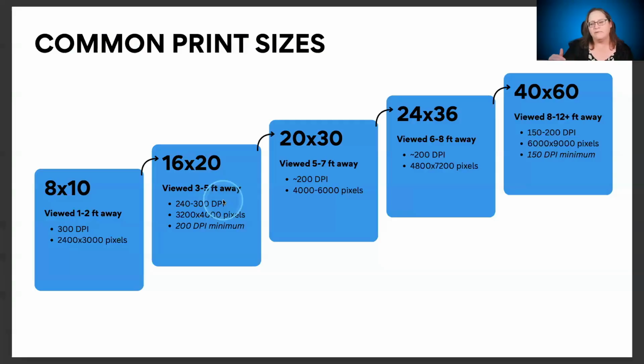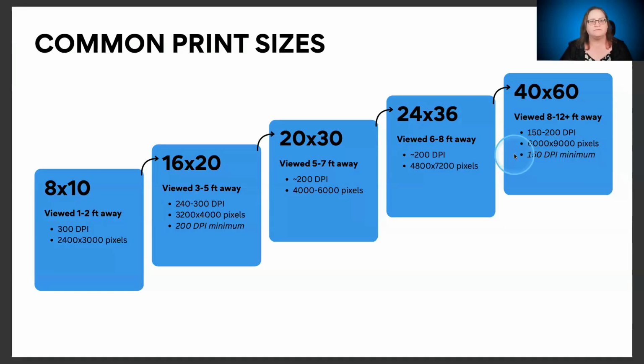And the higher up I go, you still need to have more pixels, but you can go lower in that DPI, that print density, and still have a very respectable, good looking result. So your 20 by 30 print, you're going to look at that from 5 to 7 feet away. You get up to a 24 by 36, you're 6 to 8 feet away. And something that's as large as a 40 by 60, you're standing across the room to take it all in. So you can drop down to 150 to 200 DPI.